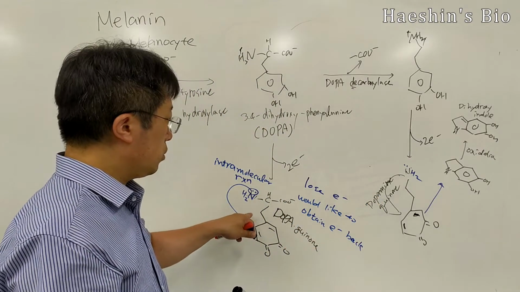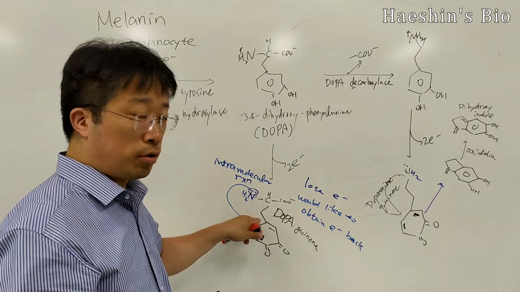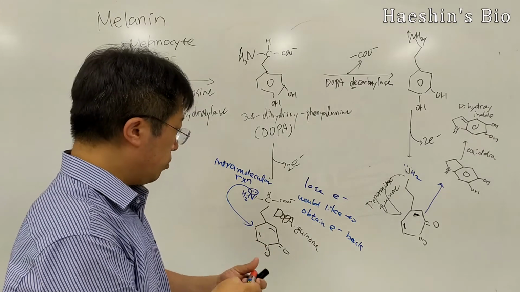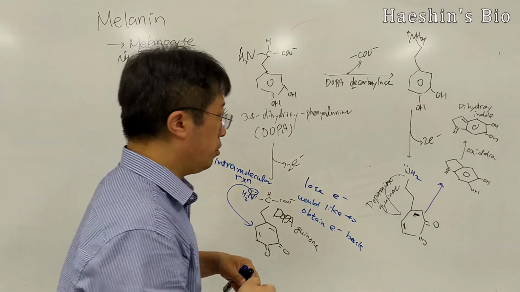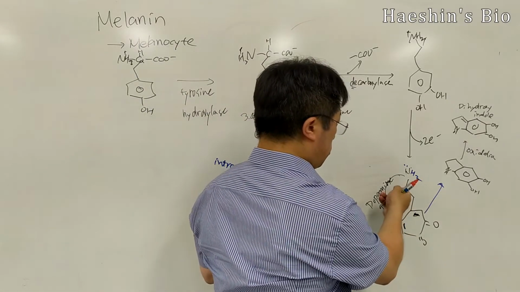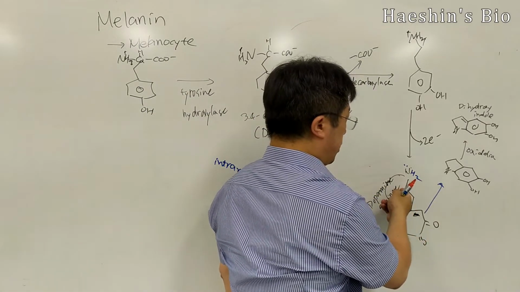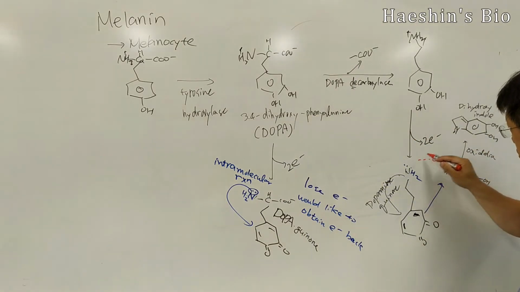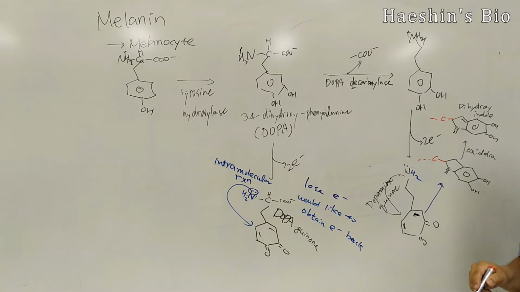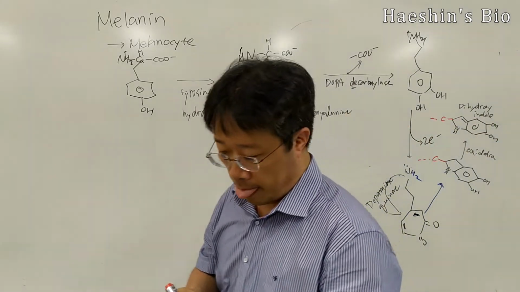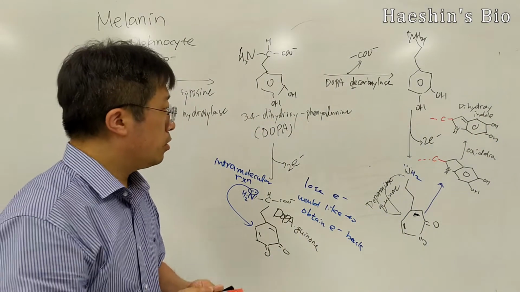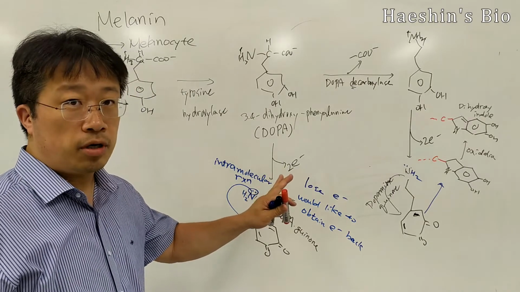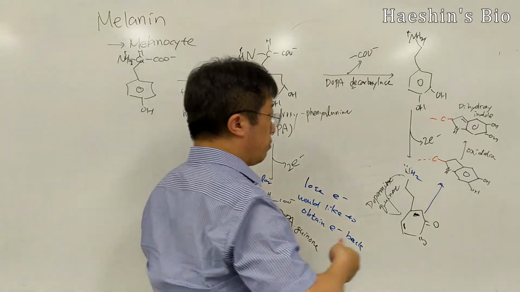I don't want to draw this dopaquinone case because all you have to do now is add the carboxyl group here. So again, carboxyl group here. And then carboxyl group here, carboxyl group here. So this is the case of DOPA, right? So now this becomes a melanin precursor. This is a melanin precursor now.